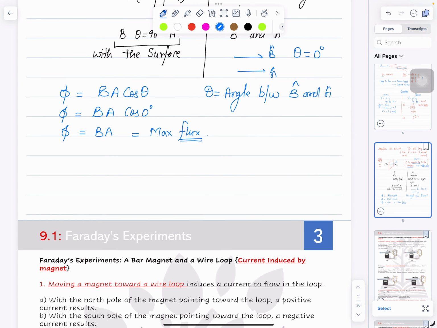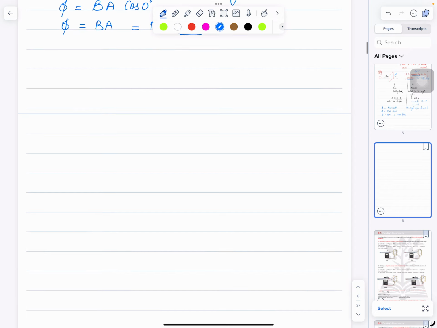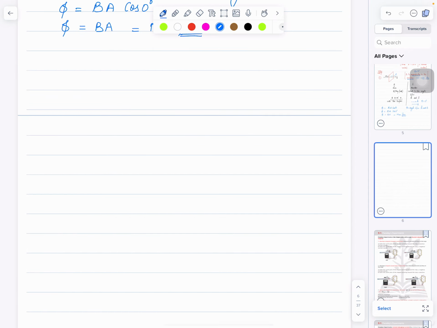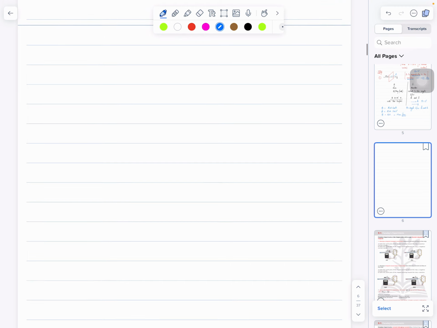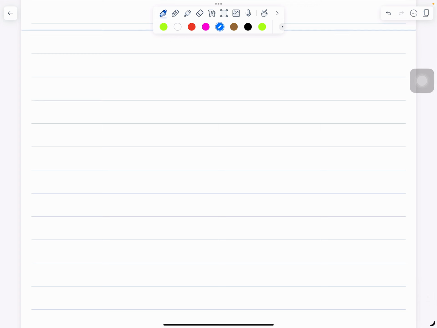Okay, now case number 2. This is very important, guys. So at least if you don't understand, you have to review it 2 times, 3 times, 4 times. You have to build some mastery, then go for the numericals, else you will get confused. Now case number 2, when the magnetic field B is parallel to the surface.